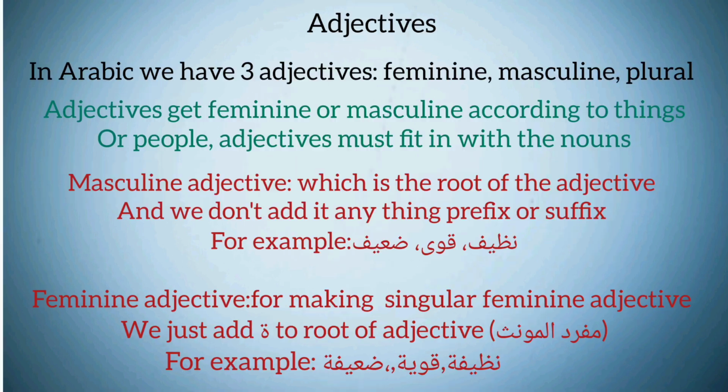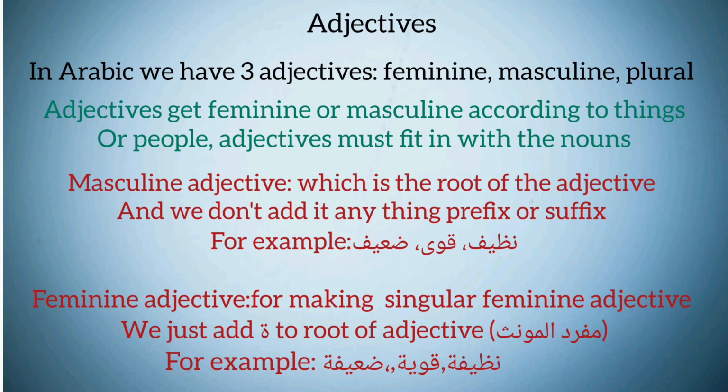Okay, let's get started. In previous lessons, we have talked about the adjectives, but today we're going to talk about them very comprehensively. In Arabic, actually, we have 3 adjectives: feminine, masculine, and plural. In Arabic, adjectives get feminine or masculine according to things or people. Adjectives must fit in with the nouns. For example, if the noun is masculine, the adjective must be masculine. If the noun is feminine, the adjective must be feminine. If the noun is singular, the adjective must be singular.